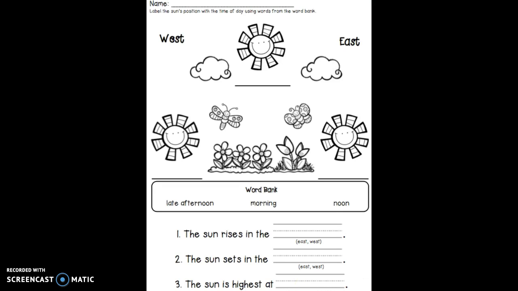Do your best work. If you have time, you can even color in this beautiful picture. Okay. See you later.